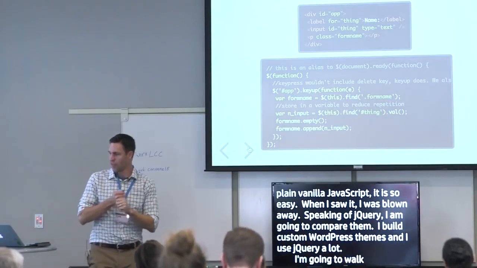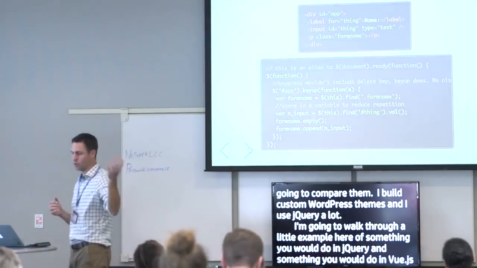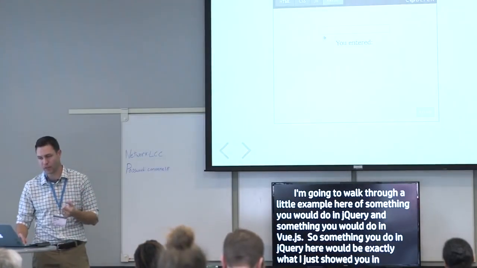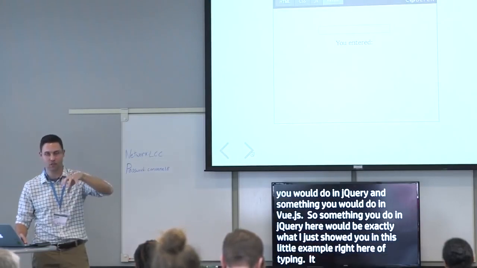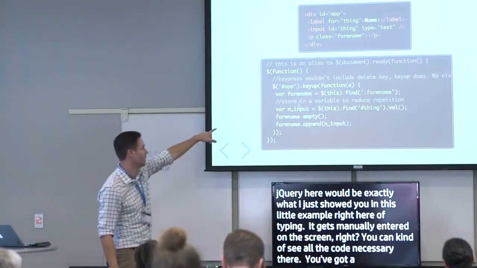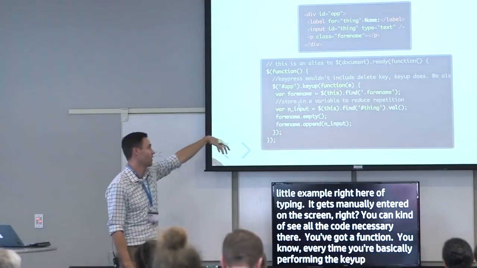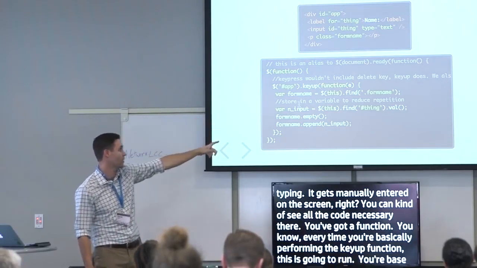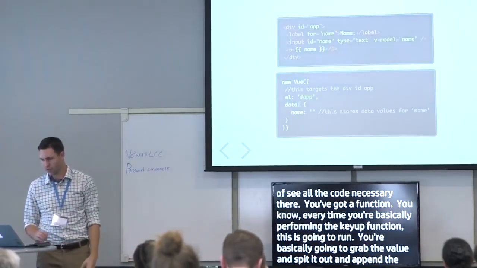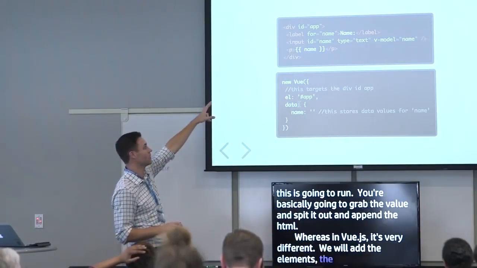I'm going to walk through a little example here of something you would do in jQuery and then something you would do in Vue.js. Something you do in jQuery right here would be exactly what I just showed you in this little example of typing, and it gets manually entered out on the screen, right? You can kind of see all the code necessary there. Every time you perform the keyup function, this is going to run. You grab the value and append it to the actual HTML. There's my HTML up there. Whereas if we hop into Vue, it's very, very different. We're going to add those elements, like I said, the v-model, into our HTML.